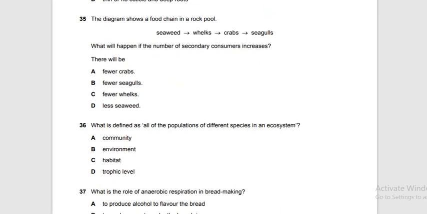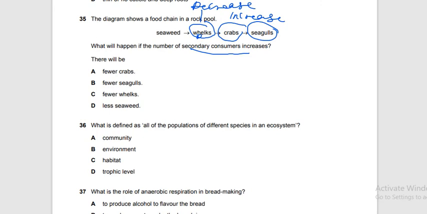35. The diagram shows a food chain in a rock pool. So we have this. The question here: what will happen if the number of secondary consumers increases? Now, this is the primary consumer. This is the secondary consumer, which is crab. So if the number of crabs increases, two things will happen. The whelks will decrease because more crabs will be available to feed on them. That means the seagulls also have a high amount of food to eat because they feed on crabs, so this population can actually increase.